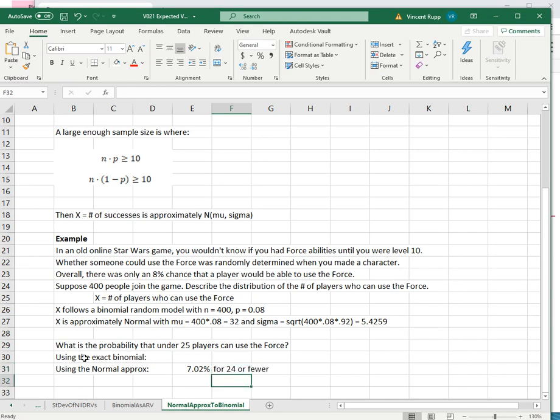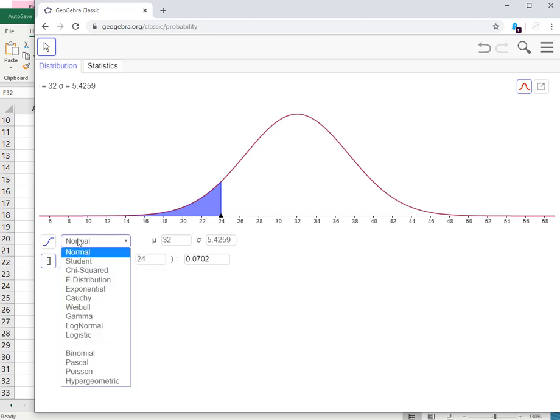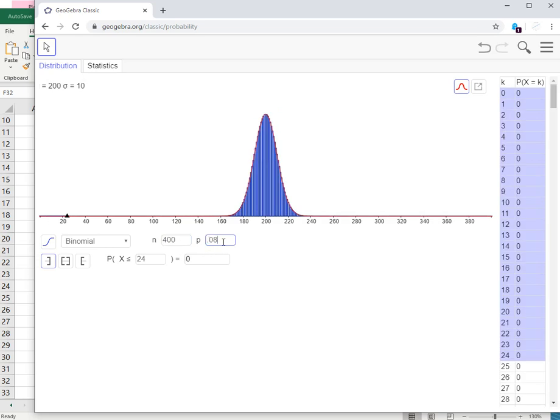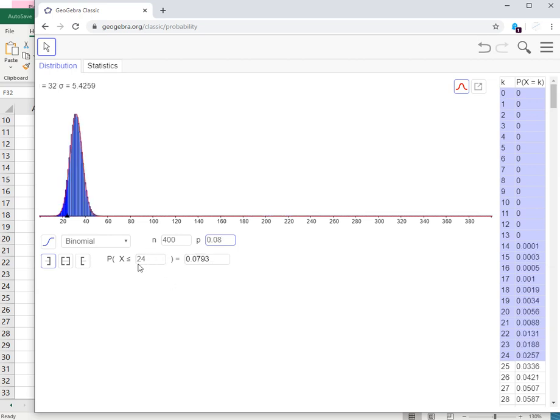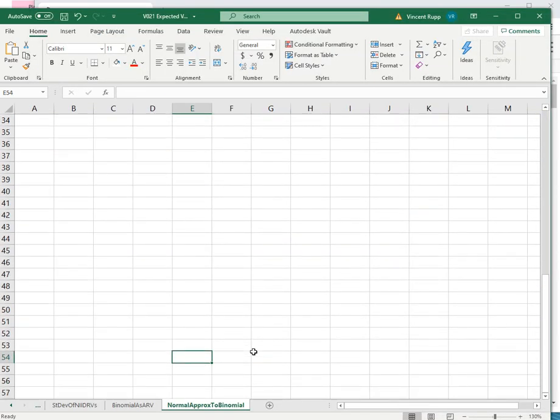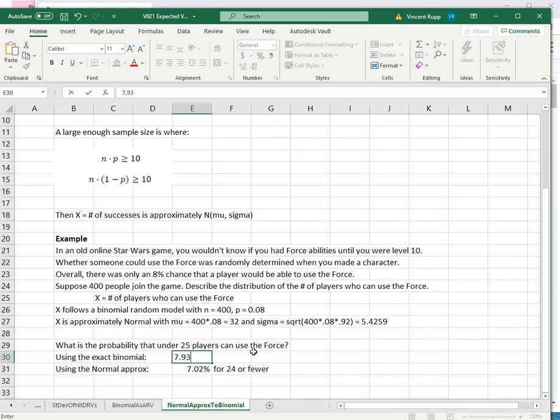And then if we use the exact binomial to calculate the same thing, we go in here, we go binomial. And we have to wait for this to load again. Should have done this a minute ago. n is 400, p is 0.08. There we go. Good. And then we do lower tail still at 24. Come on. And less than or equal to 24 lower tail gives us 0.0793. So the exact binomial is 7.93% also for 24 or fewer.